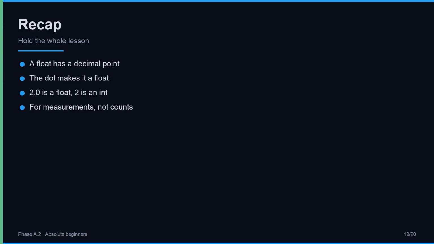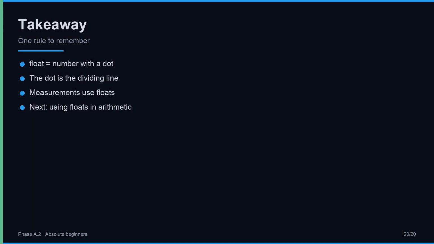Let us hold the lesson together. A float is a number with a fractional part, marked by a decimal point. The dot is what makes it a float, regardless of the digits. 2.0 is a float even though it is whole, because it carries a dot. We reach for floats when we measure the world: temperatures, prices, distances, anywhere a value can fall between whole numbers. If those sentences feel true, you understand what a float is.